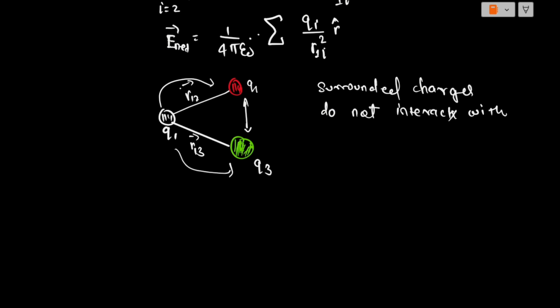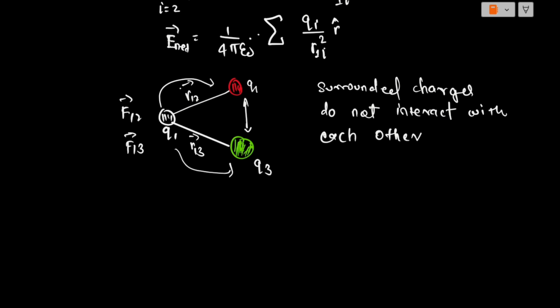This is the important point that you should know: any other charges surrounding the q1 charge would not interact with each other, because if they interact, it will hinder the effect on the q1 charge, like the force it is applying. So the f12 will be hindered, and the q3 charge is also applying force on the q1 charge, so f13 will be hindered to some degree, and the electric field would also be hindered.